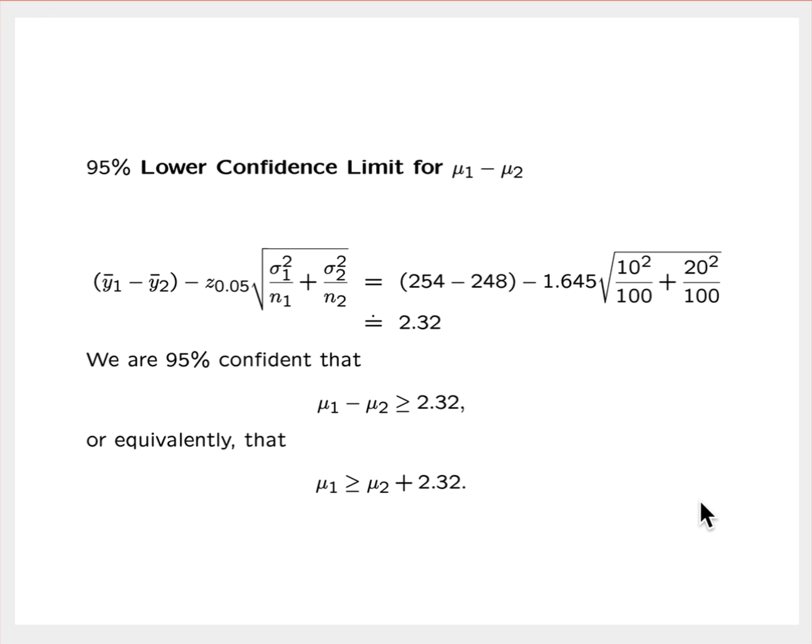So that shows how to use this procedure for comparing two population means via their difference when we know the population standard deviations. The more realistic situation is when we don't know the population standard deviations. That's the much more common scenario, and so we're going to look at that in the next lecture video.